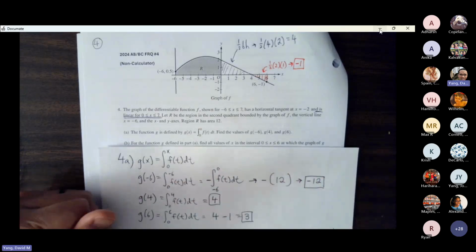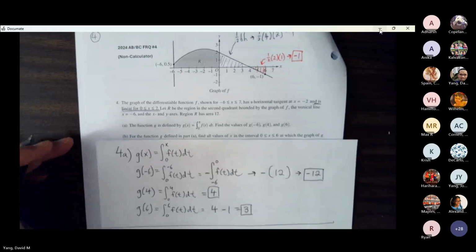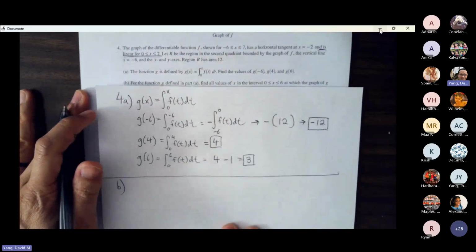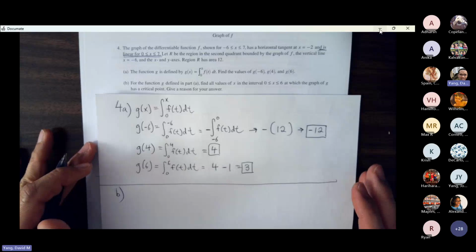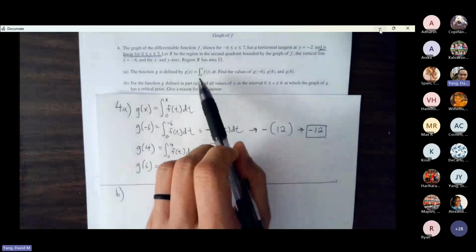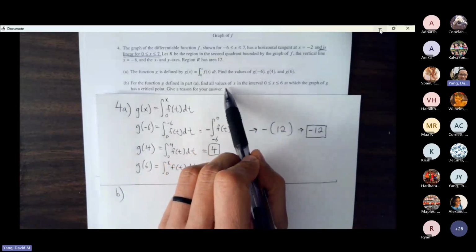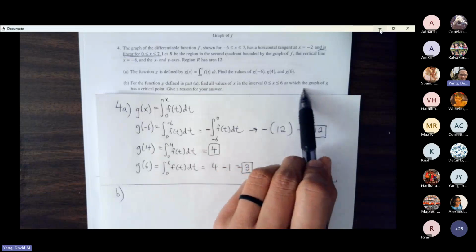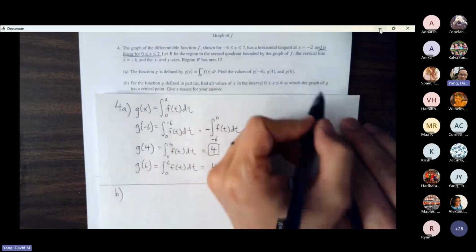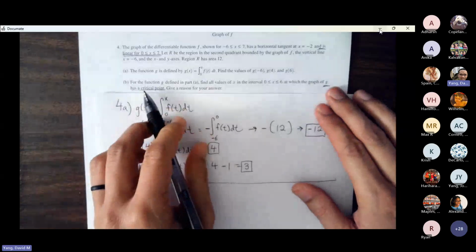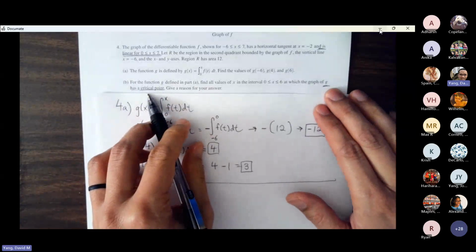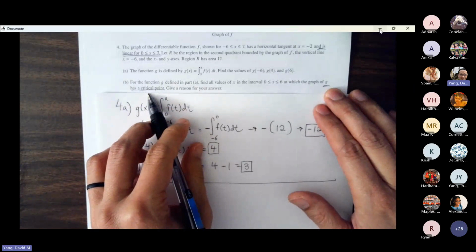Part B, for the function g defined in part A, so we see that g function there. Find all the values at which the graph of g has a critical point. We know critical point comes from where the g prime, the derivative of g, is equal to 0. So let's find the derivative first, and then we can set that equal to 0.